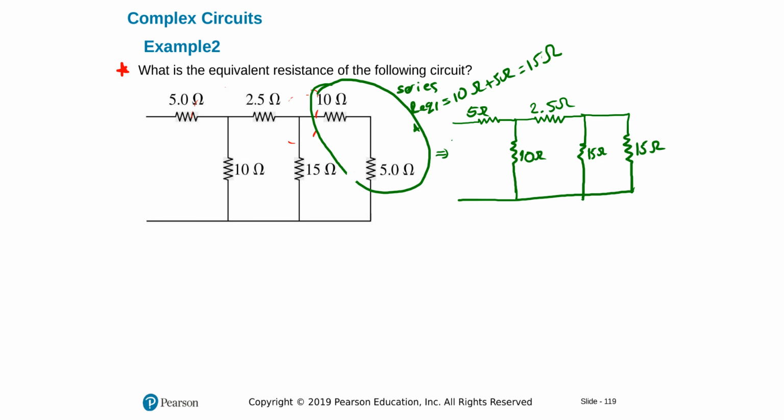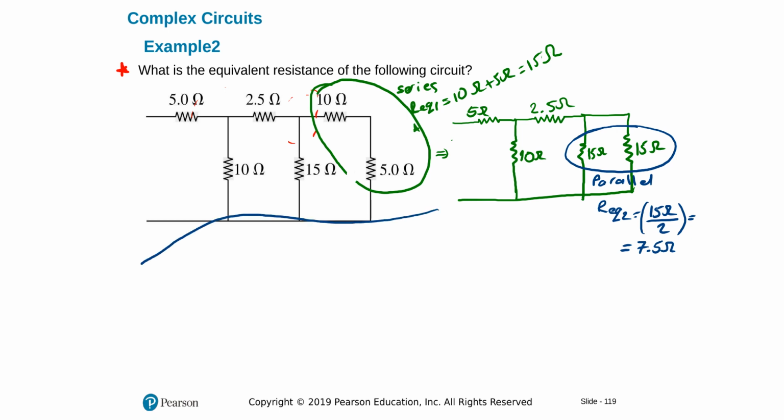Then I'm going to look for what I can solve easily, what I'm sure about. And I am sure these two guys are in parallel. So I'm going to solve for them. R equivalent: two equal resistances in parallel will be equal to 15 ohms over 2. I'm going to do this shortcut now. 7.5 ohms. Now I simplified that guy too.